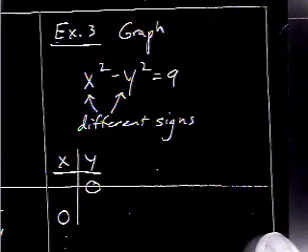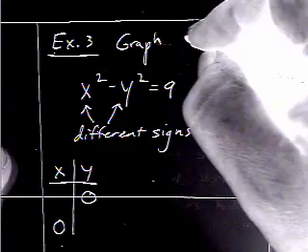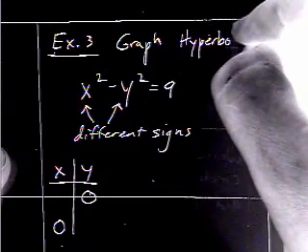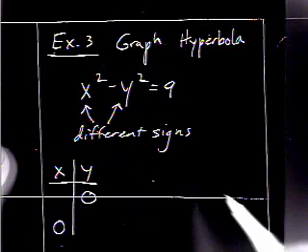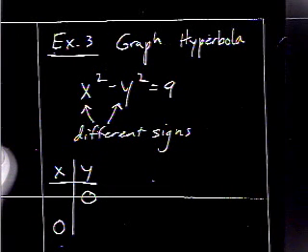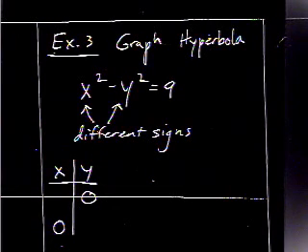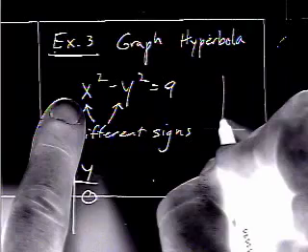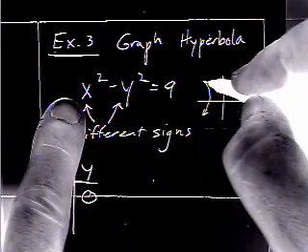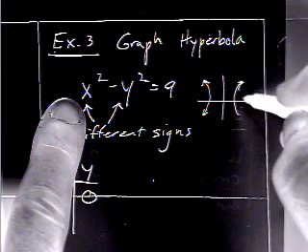Okay, let's look at example 3 here. Example 3 is different. It's a hyperbola. So, this one, you're going to look at the squared terms, and you notice that they have different signs. They are not both positive. One is positive and one is negative. Now, the positive one is telling me which way this hyperbola will open. When we get our graph done, it's going to have a basic shape that looks something like this.